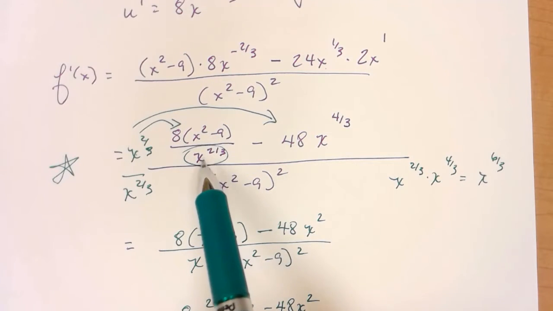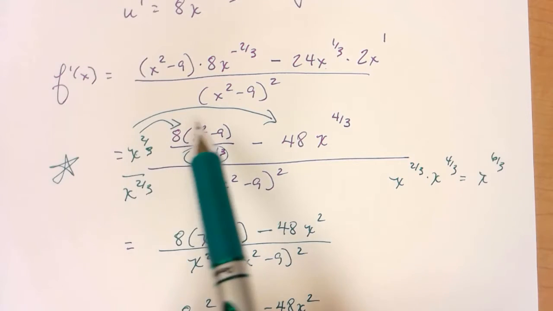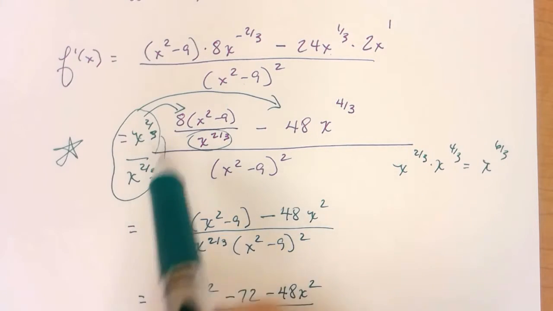And then whatever's in the denominator in the numerator is what you got to multiply top and bottom by, because technically this right here is equal to 1.